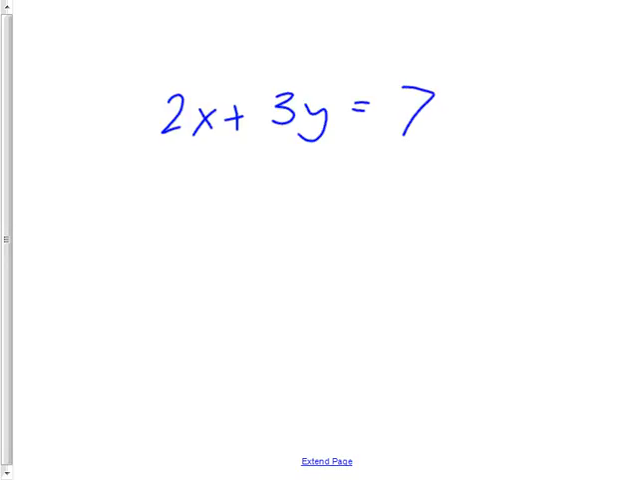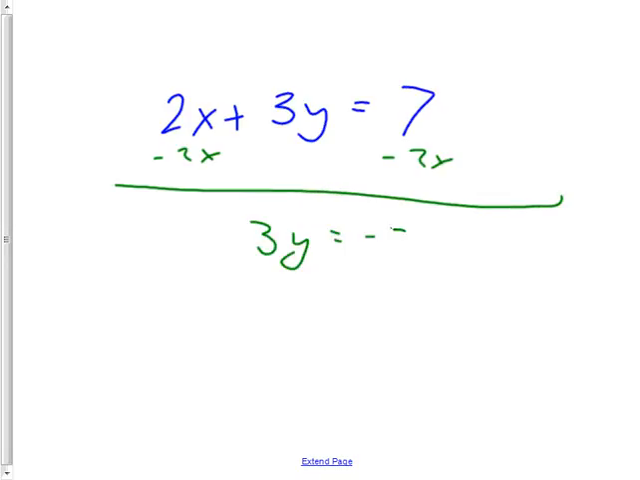Okay, did you solve this thing by subtracting 2x from both sides? That would have been wise. And then dividing by 3.